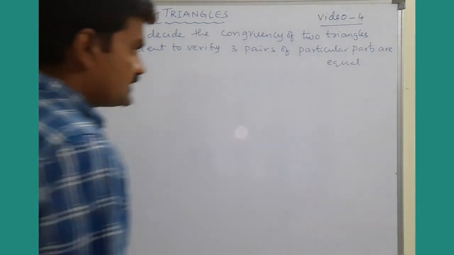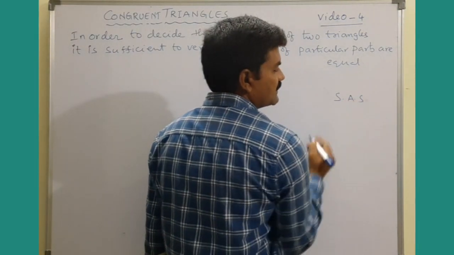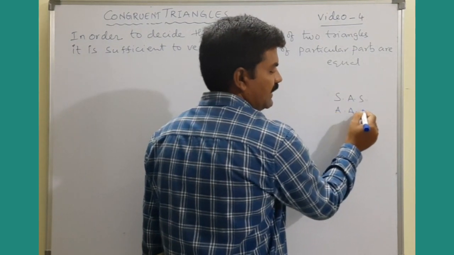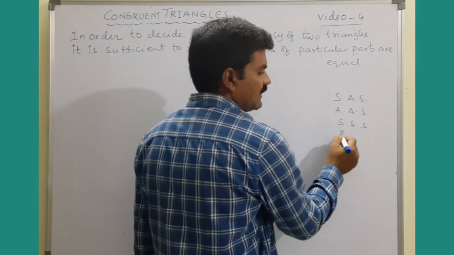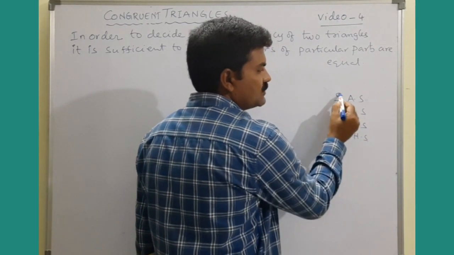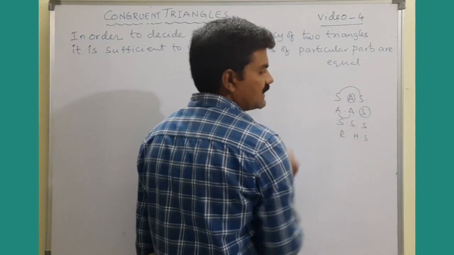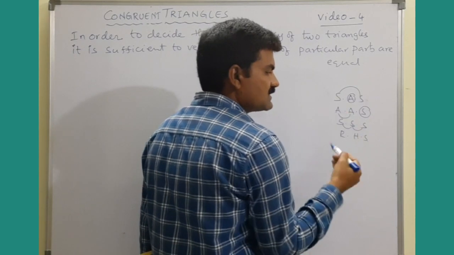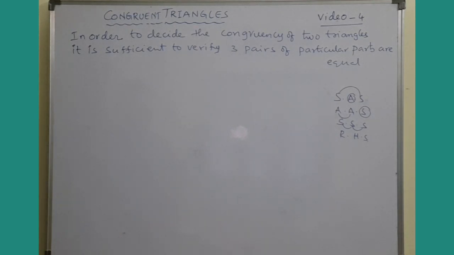So that's what we discussed in the form of some axioms. Two sides, one angle, or two angles, one side, or all three sides, isn't it? So finally, if three particular parts are equal, then we can say that those two triangles are congruent to each other.